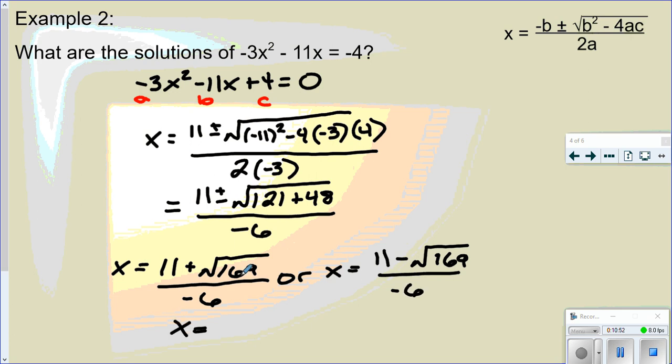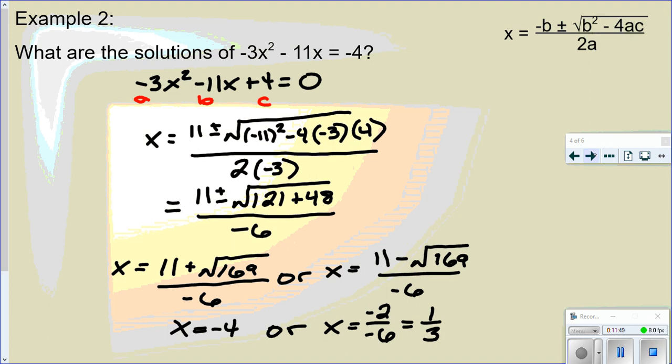Okay, so the square root of 169 is 13. So 11 plus 13 is 24. 24 divided by -6 is -4. There's my first solution. The next one, 11 minus 13 is -2. So I have x equals -2 over -6. And that can simplify to 1/3. All right, and go ahead, leave that as a fraction. You know, if you have the choice, you should always just leave your answers as fractions instead of changing them into decimals. So x equals -4 or x equals +1/3.